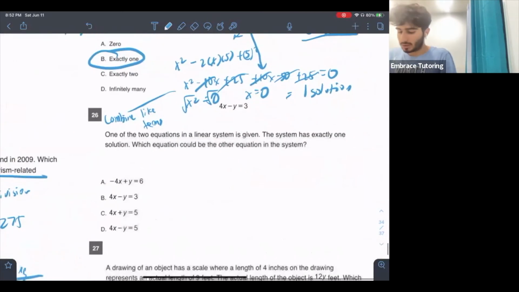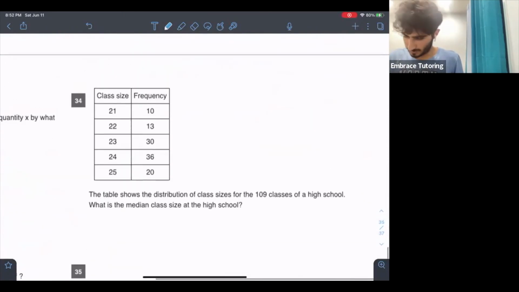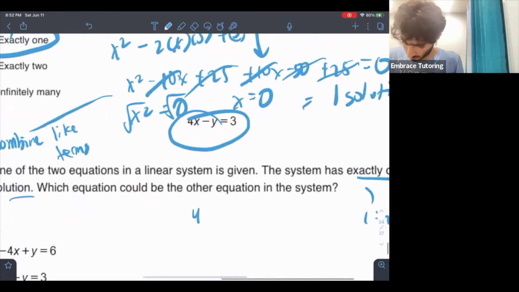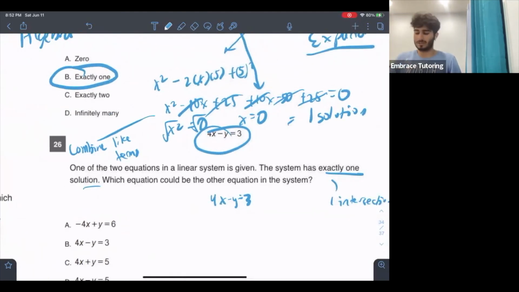26. One of the two equations in the linear system is given. The system has exactly one solution, meaning one intersection. Which equation could be the other equation in the system? So what you could do here is take this equation, 4x minus y is equal to 3, and plug it into your calculator, and then let the calculator see how many intersections there are.